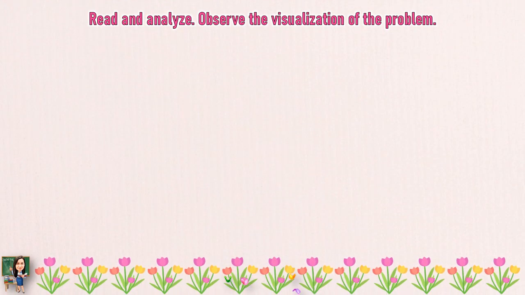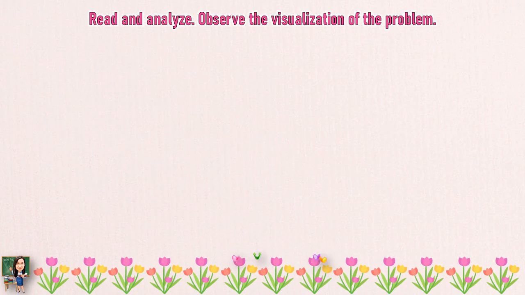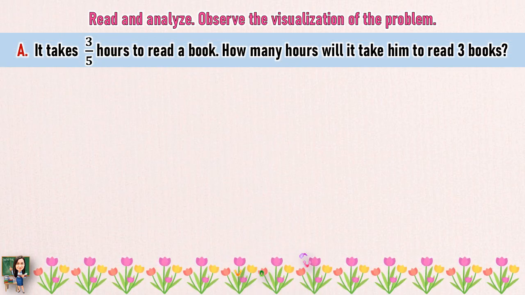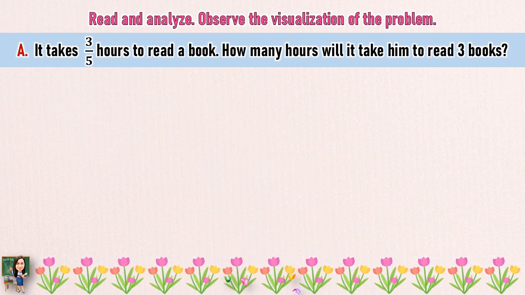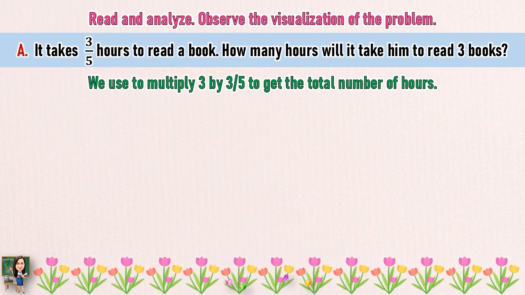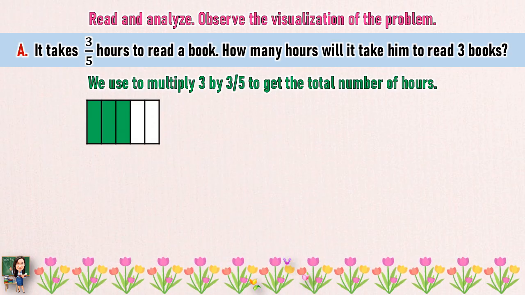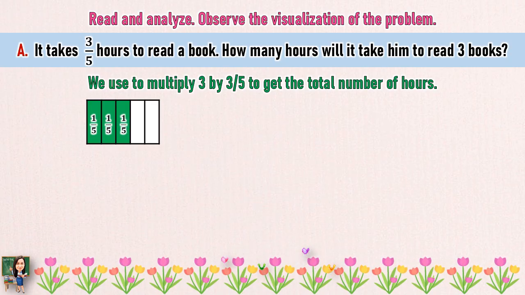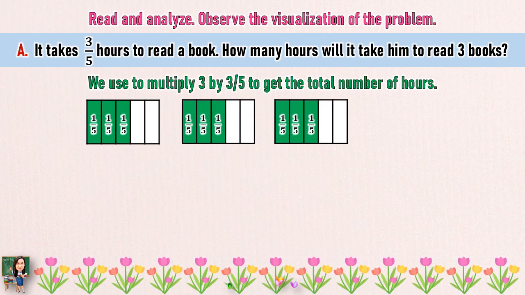Read and analyze. Observe the visualization of the problem. Letter A. It takes 3/5 hours to read a book. How many hours will it take him to read 3 books? We multiply 3 by 3/5 to get the total number of hours. This model shows 3/5, 5 equal parts, and 3 shaded parts. 3/5. 1, 2, 3. 3/5. Then draw another rectangle that shows 3/5.